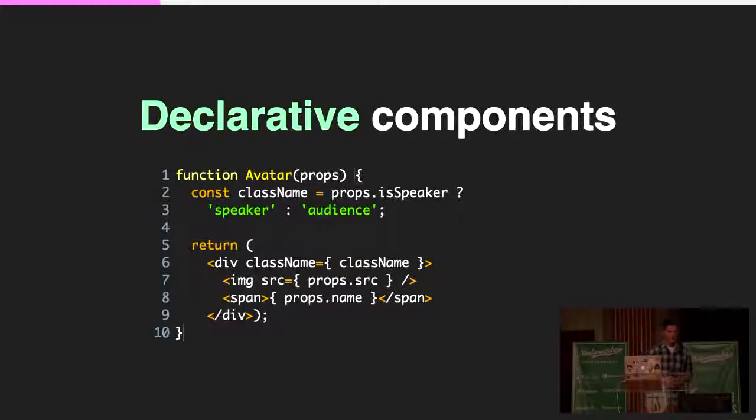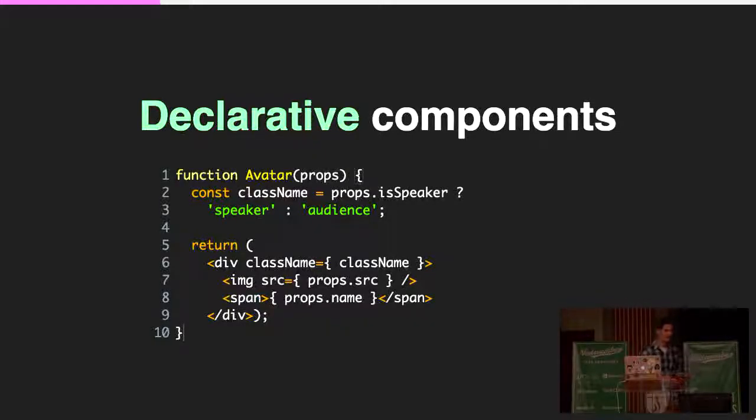So just a really quick overview of React for anybody who's not familiar with React. This is a React web component. Basically, you pass props into this function, and it outputs HTML. It looks very similar to an HTML template that you'd see in JavaScript.